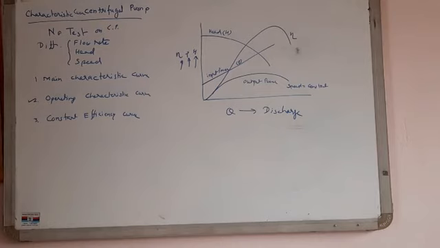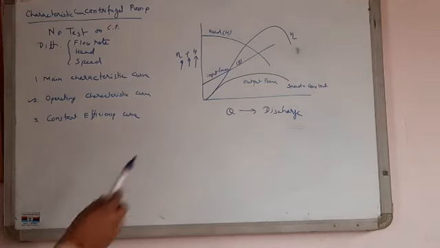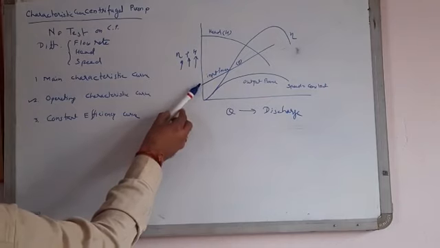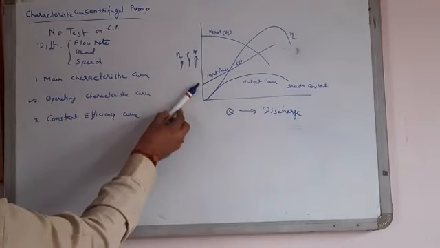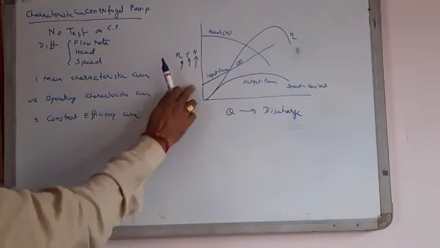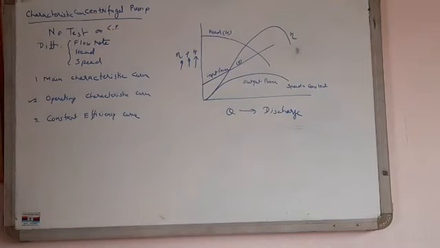The input power curve for a pump shall not pass through the origin. Some initial input power must always be required, so it will not pass through the origin. It will be slightly away from the origin on the y-axis, as even at zero discharge some power is needed to overcome mechanical losses.